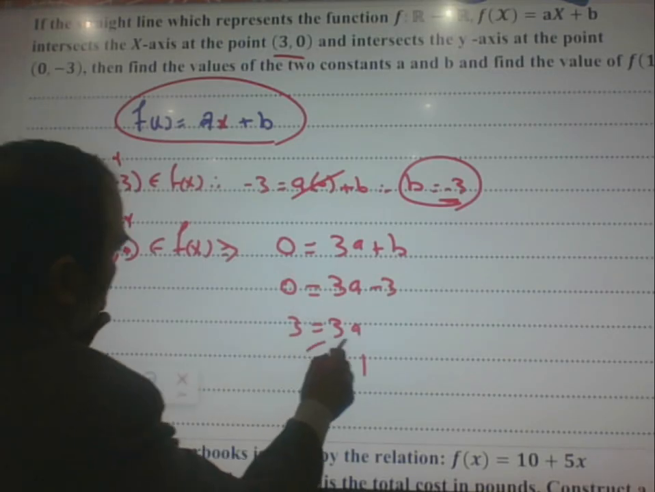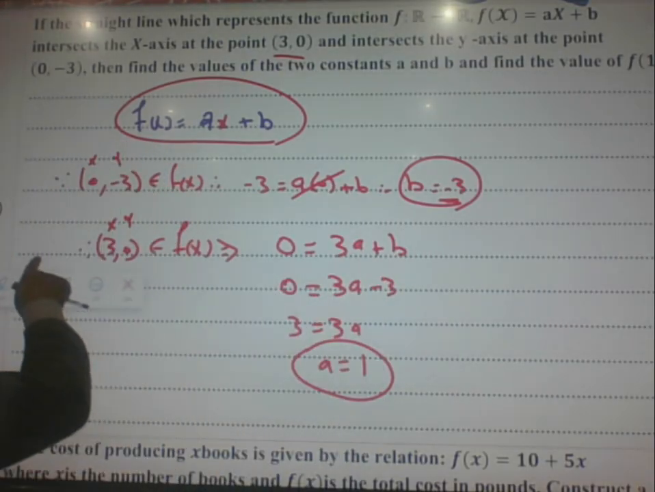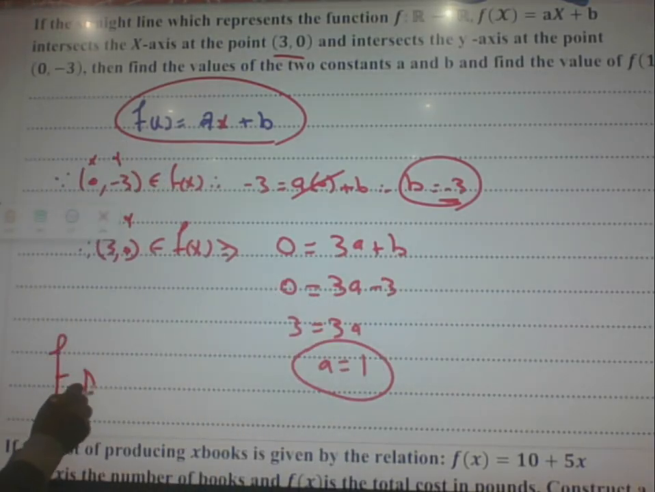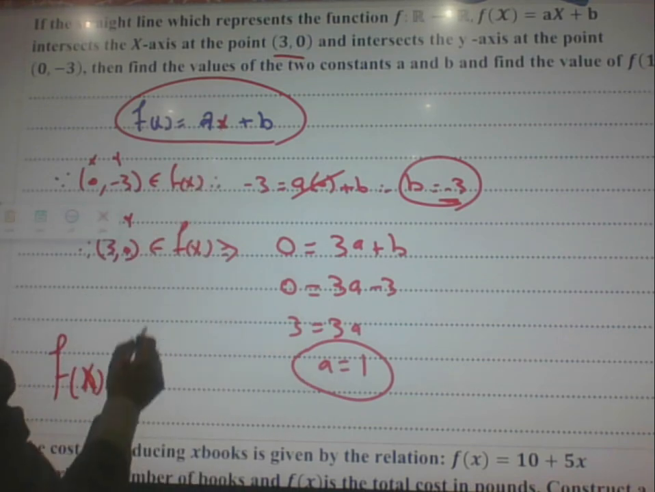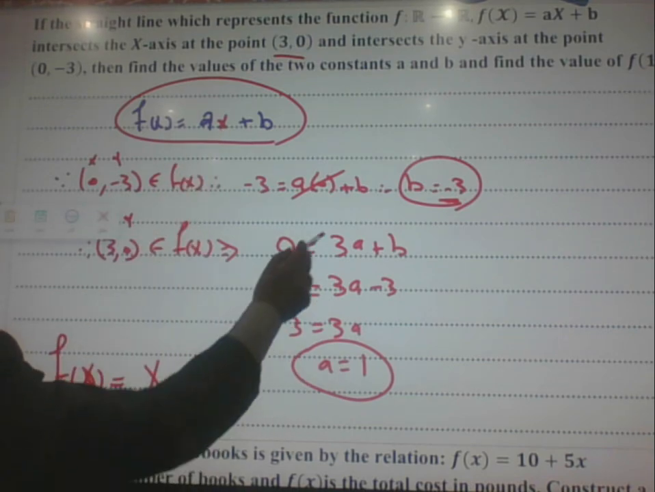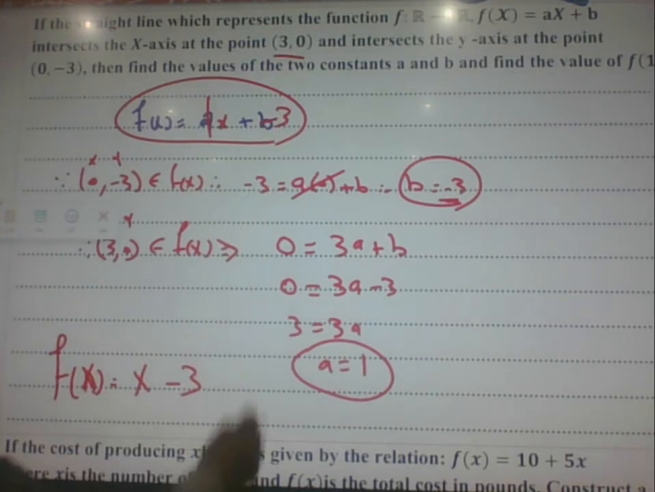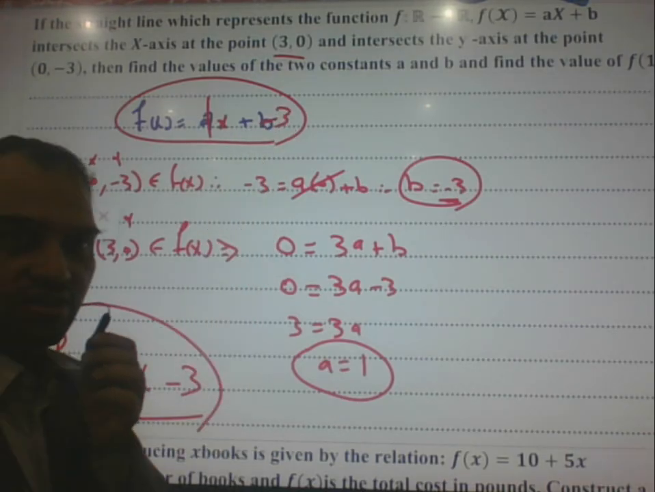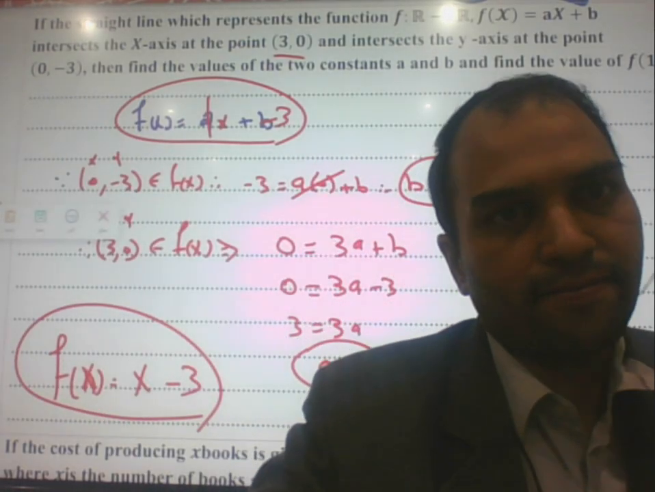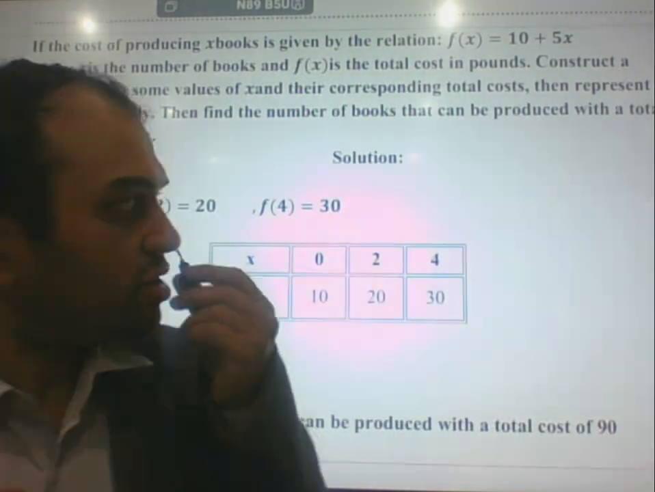Then we found the value of a and the value of b. Then we can find the function f of x equals a times x plus b, which is 1 times x plus -3. We can write x minus 3, because a is 1 and b is -3. Then 1 times x equals x, so x minus 3 is the solution for this function. Okay, we have the solution for this question.